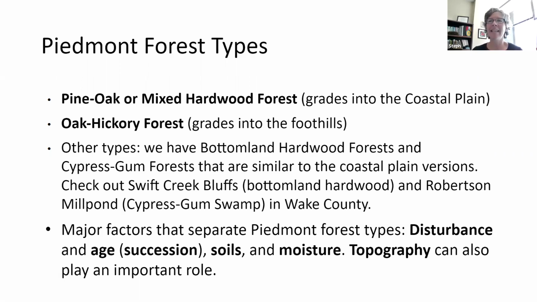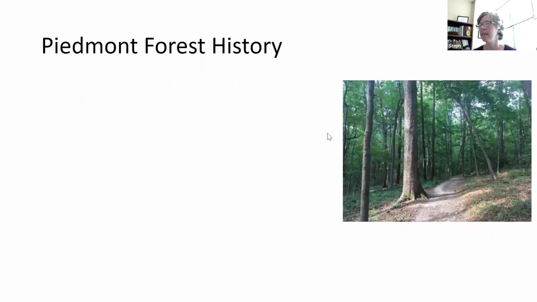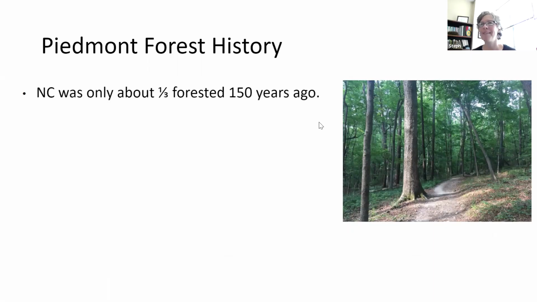And again, the factors that are important in determining what forest types you have in the Piedmont are disturbance and age, right? So what is that stand history? What happened on this land before this current forest developed? So that includes disturbance as well as succession. How has that forest grown and aged through time? The soil type can be an important factor, and also moisture. And then lastly, topography can cause some subtle gradations in forest community types. So again, a lot of my photos are from Umstead.